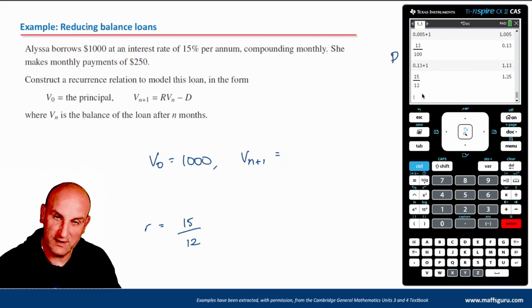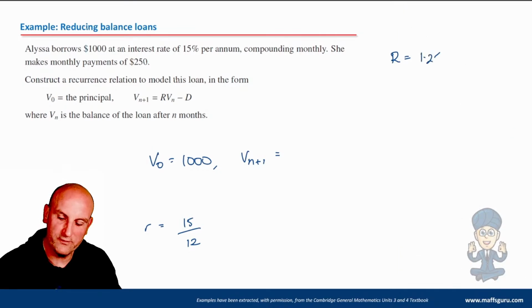But I want my big value of R. So that is going to be 1.25 divided by 100 plus 1. I'm going to do that off camera if that's okay. Divided by 100 plus 1 gives me 1.0125 times V of n.